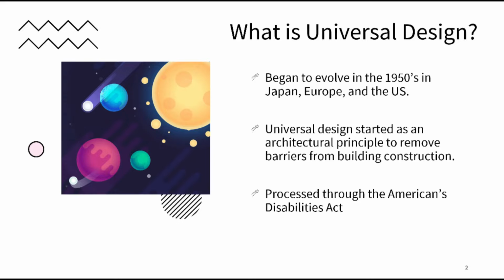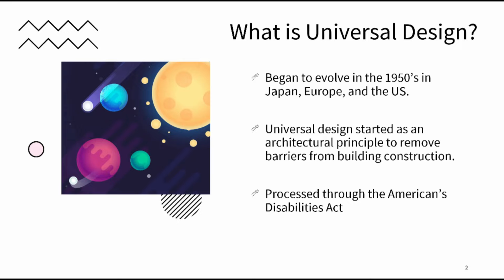What is universal design? This concept began to evolve in the 1950s in Japan, Europe, and the US. Universal design started as an architectural principle to remove the barriers from buildings' constructions for people with disabilities. This included requirements for wheelchair-accessible ramps and new designs for doors, bathrooms, among other spaces. This all came to light because of the American Disabilities Act.